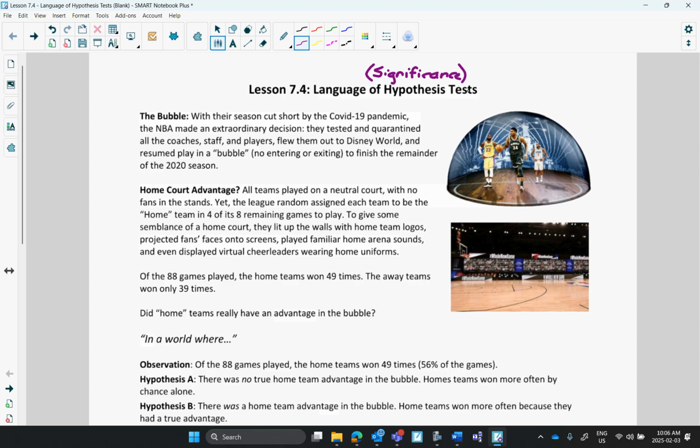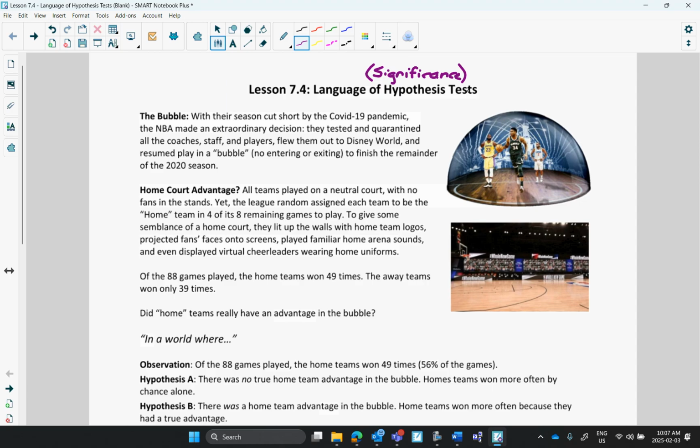So here's the example that we're going to look at through this one. And this has to do, in 2020, with the NBA. The season was cut short by COVID. So they decided to test and quarantine all coaches, staff, and players, flew them out to Disney World, and they played in a bubble in which they could not leave, to finish the remainder of the season.